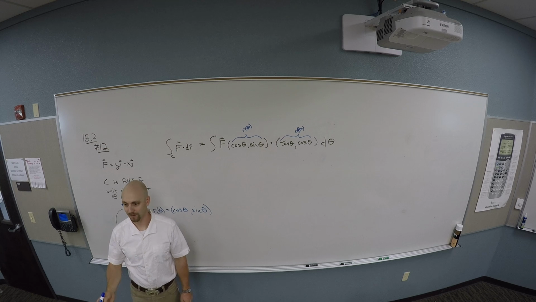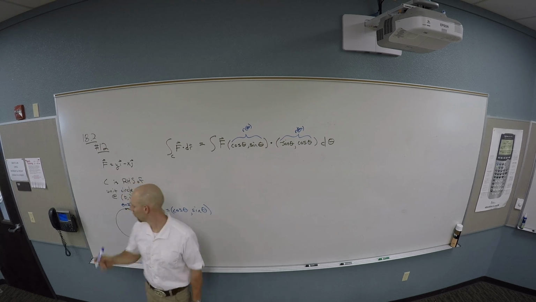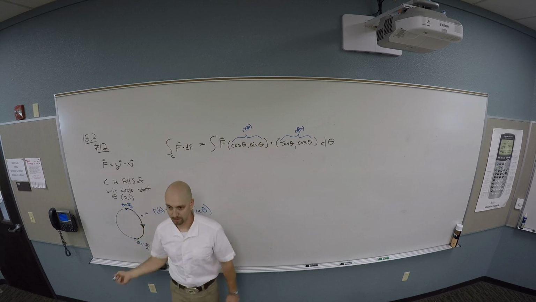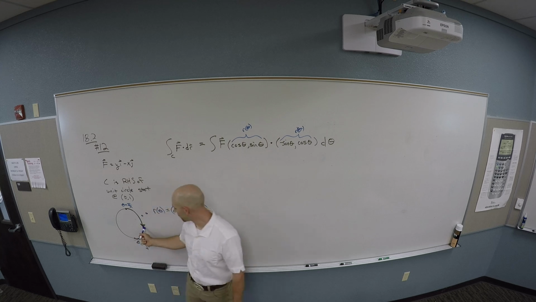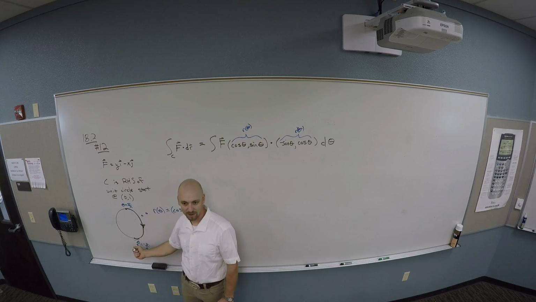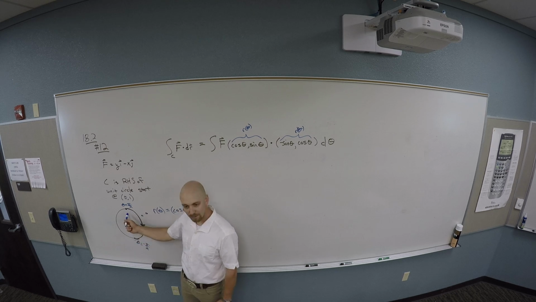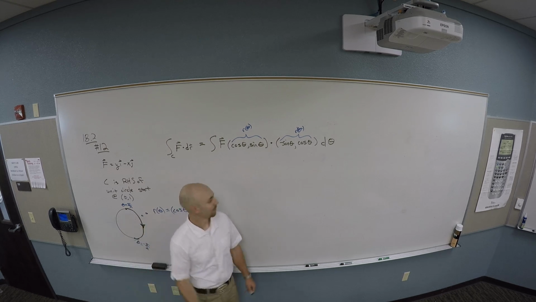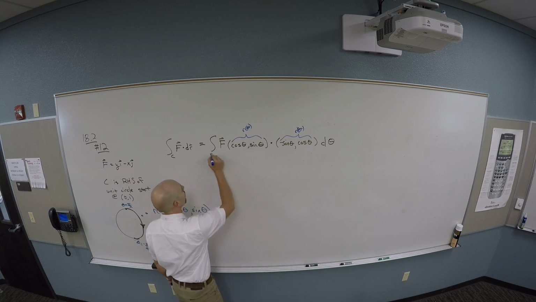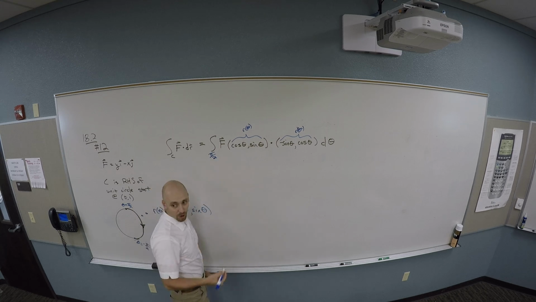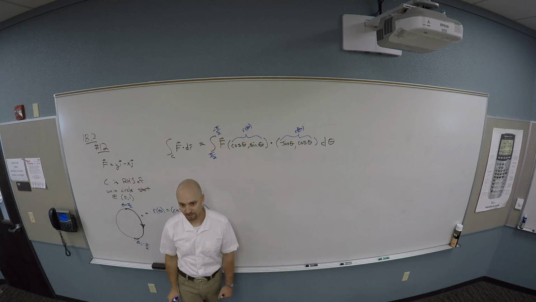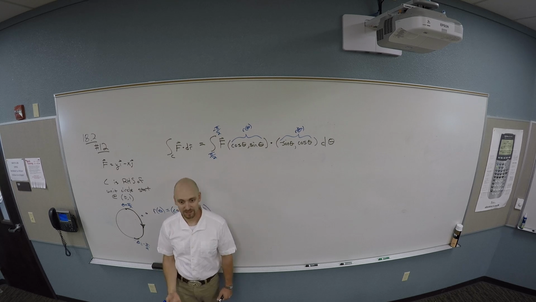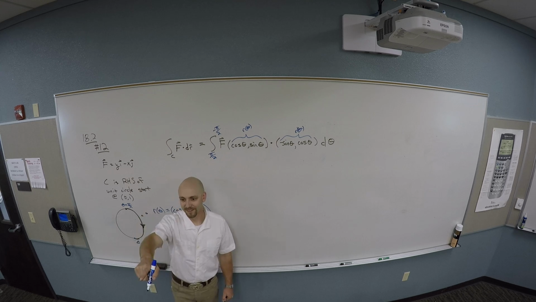But what are the bounds? From pi over 2 to negative pi over 2. They want me to go this way, right? They want me to start at the top and go to the bottom. So I just go to the time that corresponds to the top. That's pi over 2, where I'm starting. And then I want to go to negative pi over 2. That seems totally backwards, right?